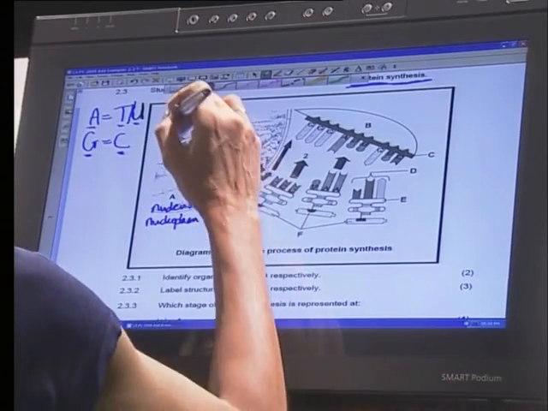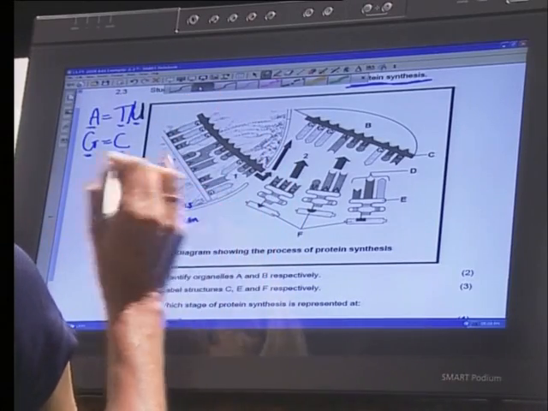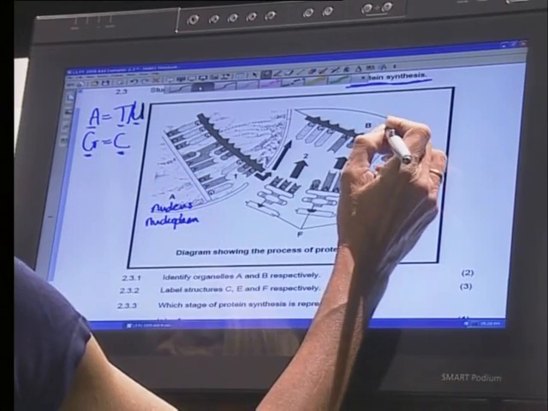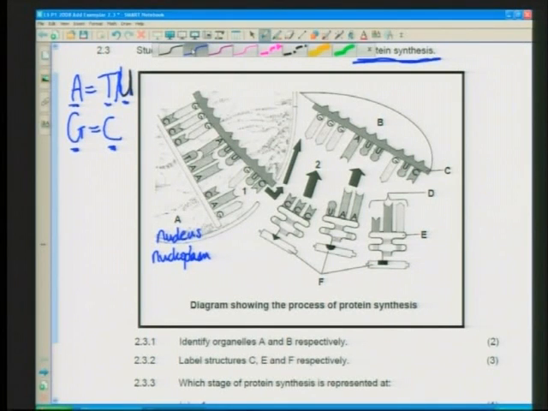So looking at this, the first thing we're going to do is put labels on. A is the nucleus. Now if you look at B, B is the actual ribosome, and the ribosome is where the protein is produced. If you remember from grade 10, when you did all the different organelles in a cell, there you learned ribosomes. And what is a ribosome's function? Protein synthesis. Okay, so it's its job. That's where it's going to happen.